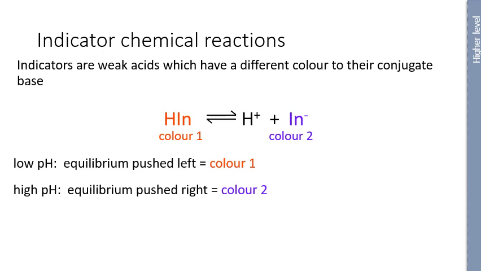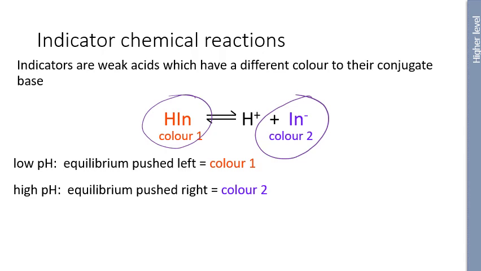So you've also got to think about indicators. Okay, we've used them previously, and we've done titrations. So indicators are actually weak acids which have a different color to their conjugate base. At low pH for this particular example, the equilibrium is pushed to the left, so you have the orange or red color. At high pH, the equilibrium is pushed to the right, and you end up with this wonderful purple color for this particular indicator.